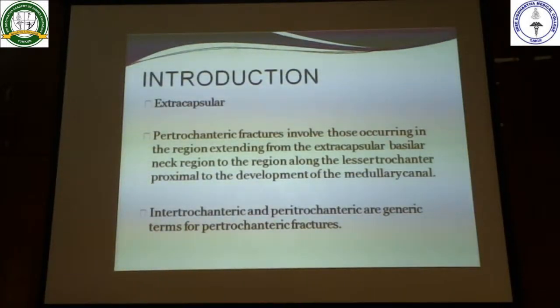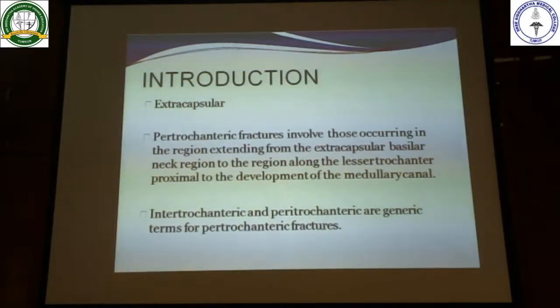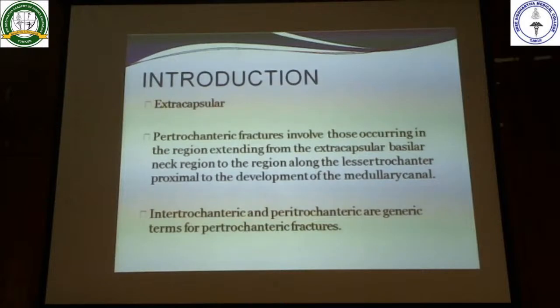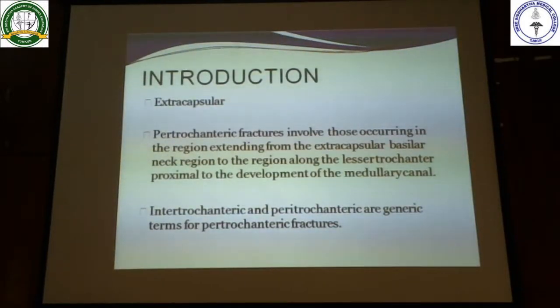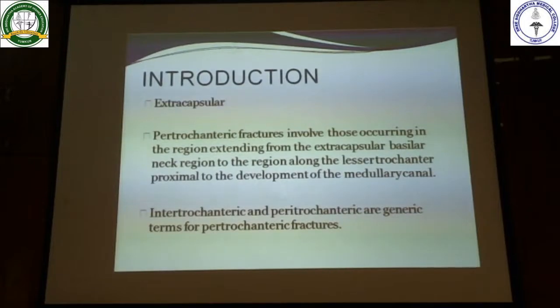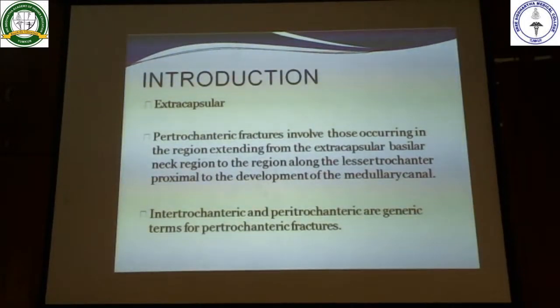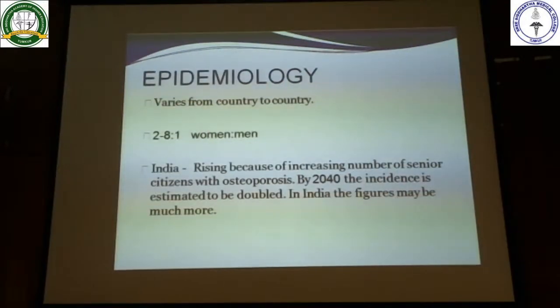So intertrochanteric and peritrochanteric are generic terms for pertrochanteric fractures, all those fractures in and around the greater and the lesser trochanter area. That's what we generally refer to as trochanteric fractures. Most of them are usually extracapsular. As you can imagine, the IT fracture is usually extracapsular. This I mentioned last time when we were discussing the difference between the neck of femur and the extracapsular. Neck of femur fracture tends to be intracapsular.